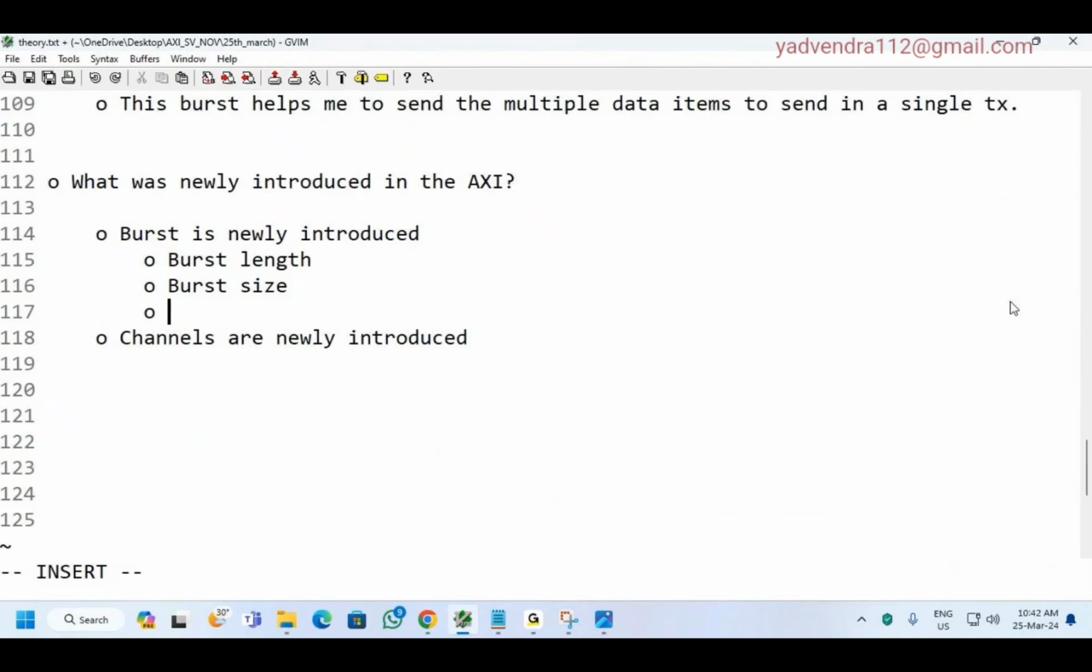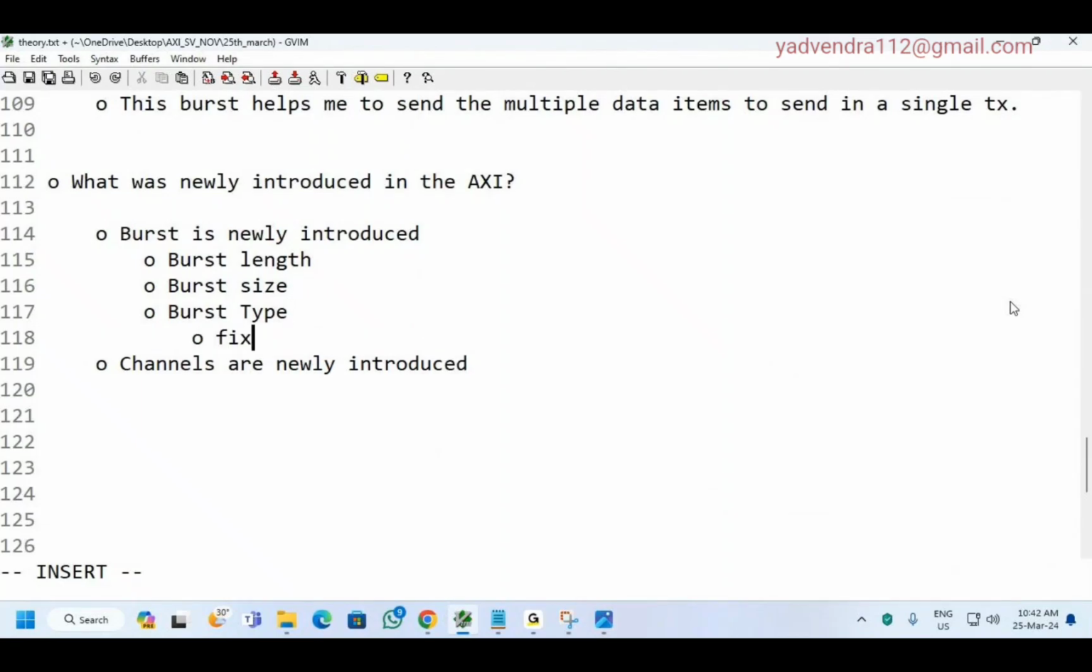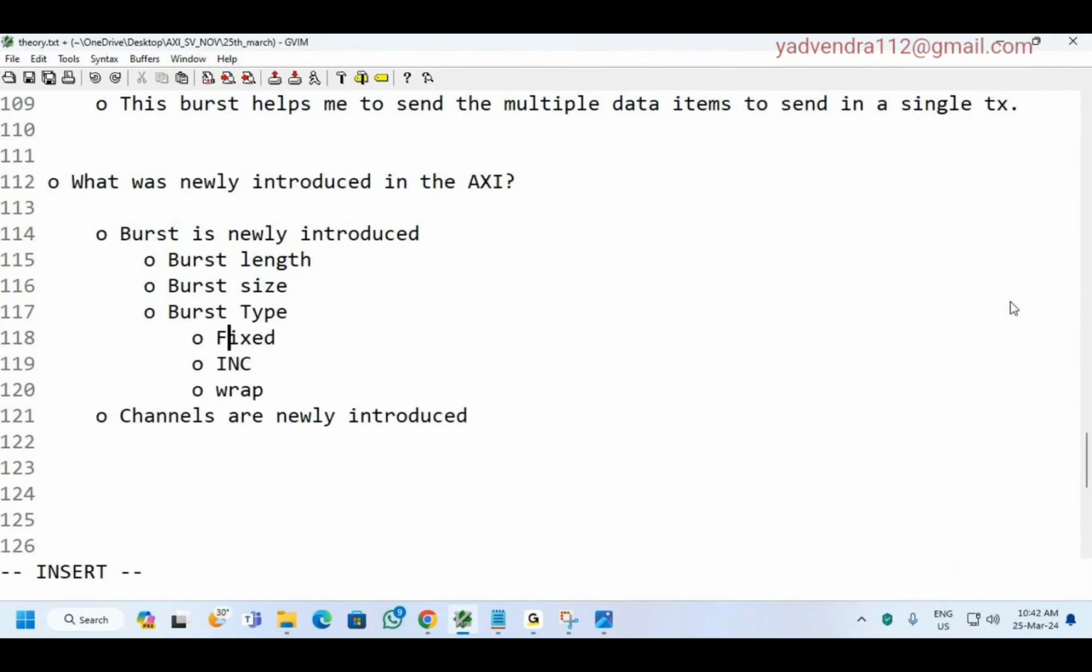Next, burst type. It tells how the address is getting implemented. The burst types are fixed address, incrementing address, and wrapping address. So we will discuss what each of these is.